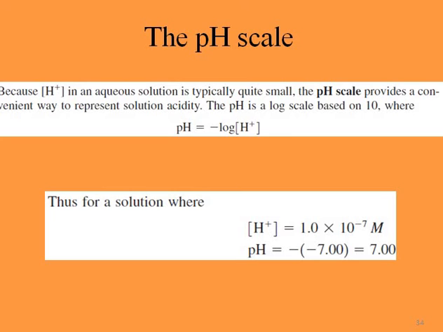So because proton concentration in an aqueous solution is typically quite small, the pH scale provides a convenient way to represent solution acidity. The pH is a log scale based on 10, where pH equals negative log H+, which means the negative log concentration of proton. For example, when you sub 10 to the power of negative 7, it's going to be negative log 10 to the power of negative 7, and log of 10 to the power of negative 7 is negative 7, and we have the negative there, so negative times negative is going to return positive 7.